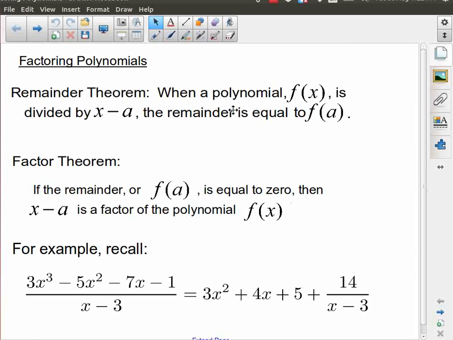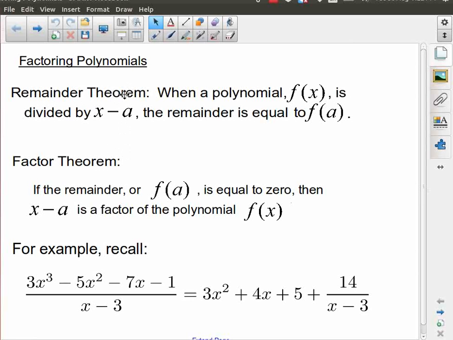Now, to start off with, two theorems. Theorems are just a set of statements that have been shown mathematically. So we have the remainder theorem and the factor theorem. We're going to be making use of these. Really, the factor theorem is just a special case of the remainder theorem.